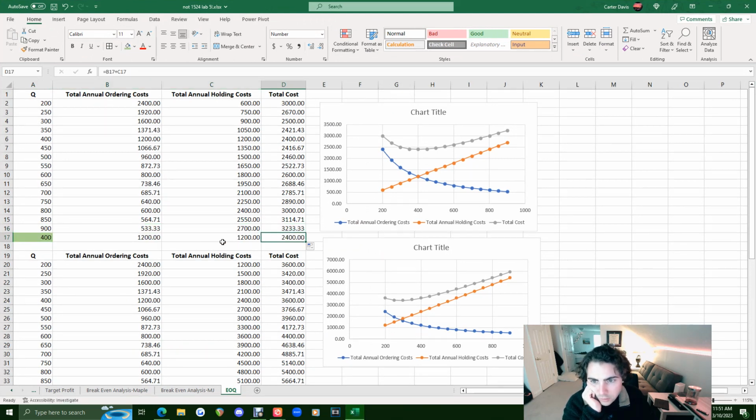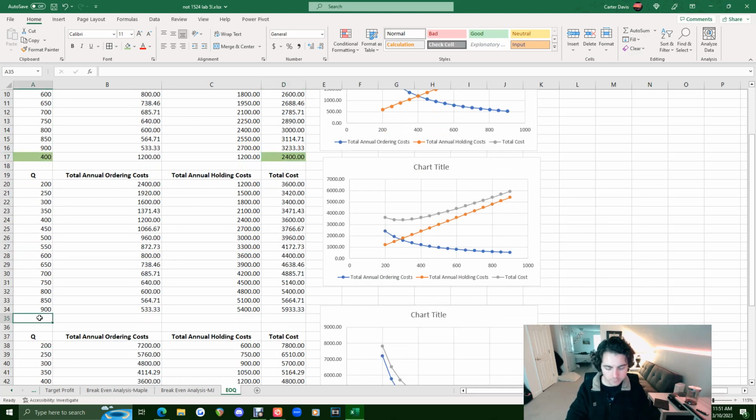And so all it tells us is that we get 1,200 and 1,200. So we know the ordering cost should equal the holding cost, and I guess the minimum total cost is 2,400. That corresponds to 400 because that's the intersection point we found the first time, right? So 400 and 2,400 for the cost. And we just repeat this process for the others.